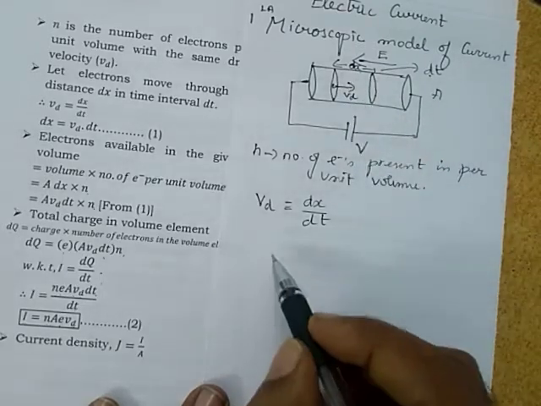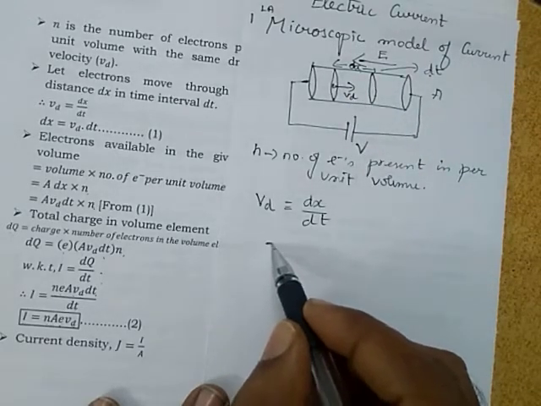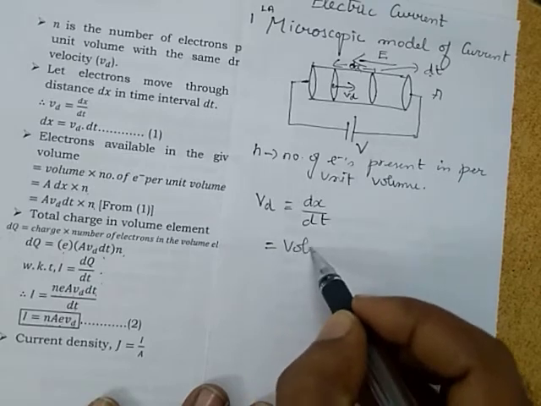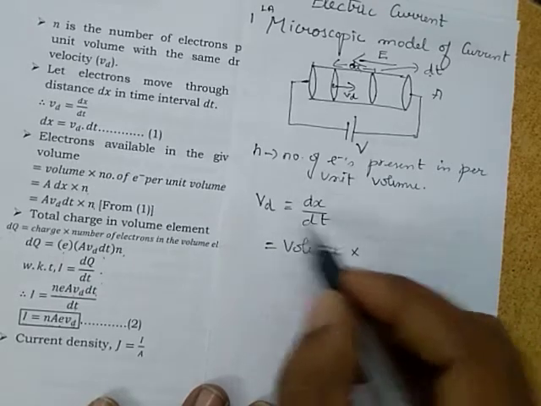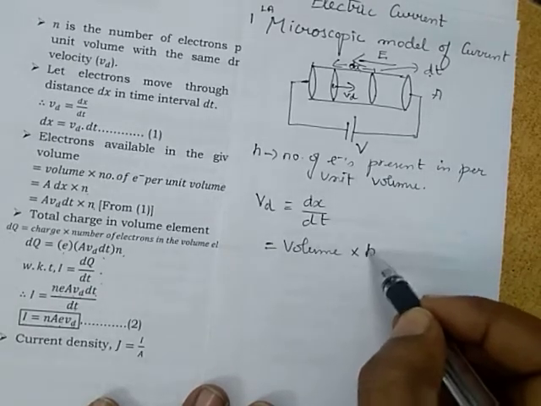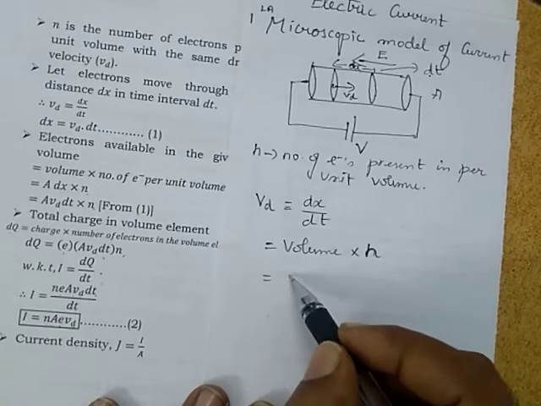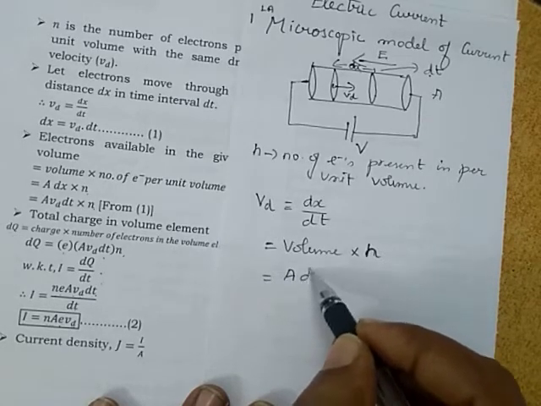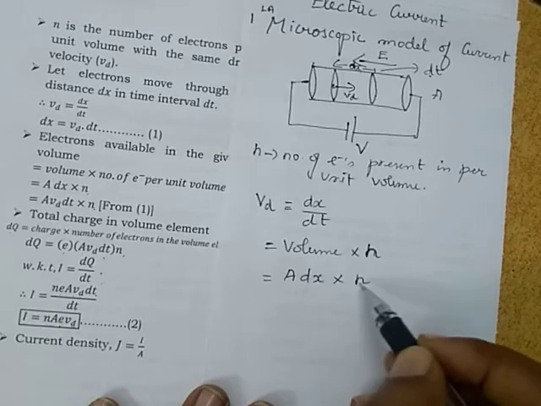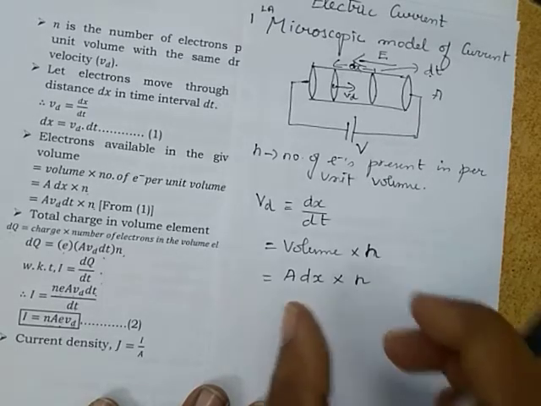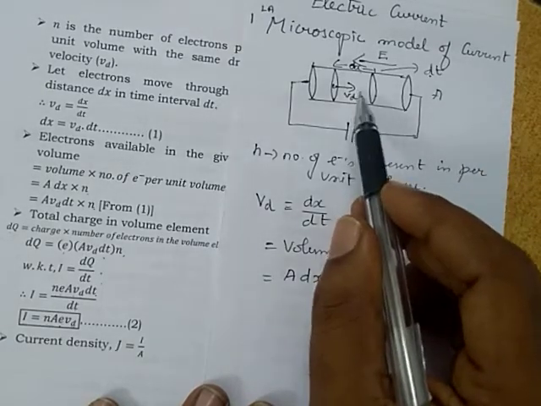So we can consider this volume into the number of electrons present per unit volume, that is n. We know the formula for volume is area into distance, then into n. This is the number of electrons present in the volume.